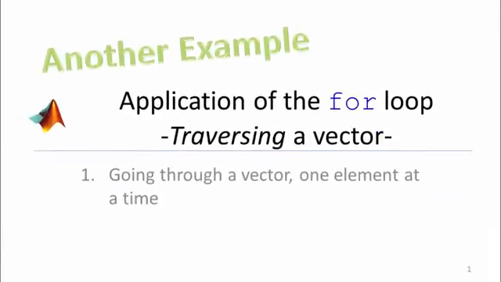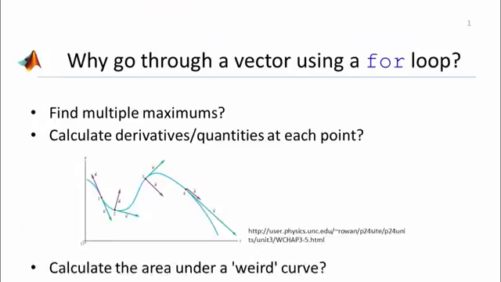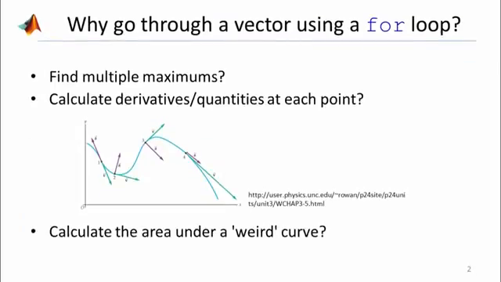Here is another example of an application of a for loop to traverse a vector. Remember that traversing a vector is going through each element of that vector to do some kind of analysis. Some of the examples brought up before were finding multiple maximums, or calculating derivatives and quantities at specific data points like velocity and acceleration, or calculating the area under a curve, but not a curve that's a continuous function, and that was a previous tutorial.